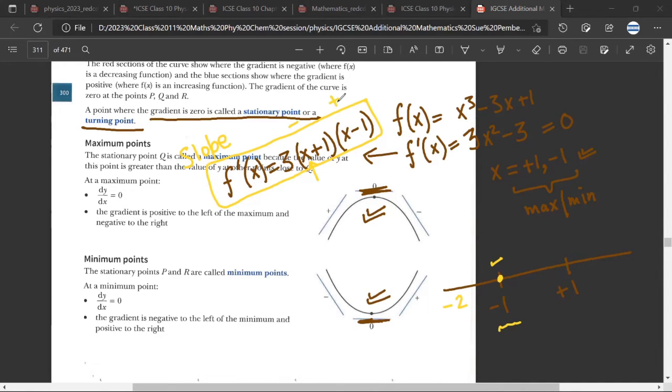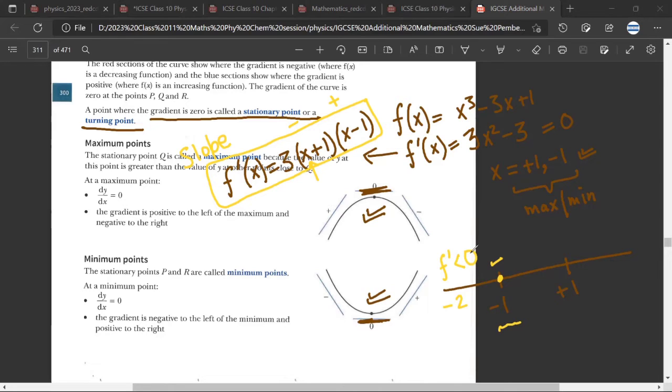So minus into minus is plus. So here my f dash is positive. Am I making sense? Left of minus 1, the slope would be positive. Are we clear?